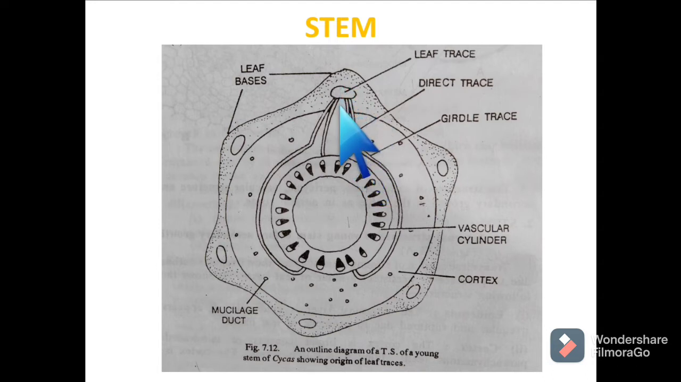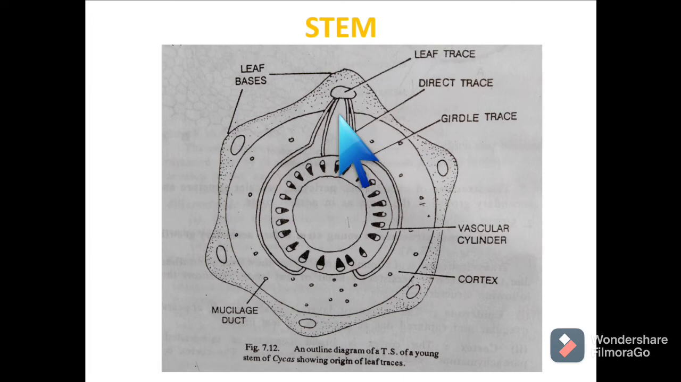And these bundles are usually endarch in the stem. Endarch means that the protoxylem occurs towards the pith. It develops from the periphery towards the pith. So that is the meaning of endarch. Just remember that the vascular bundles are usually endarch in the stem, but when they enter the rachis, they become pseudo-mesarch or mesarch.